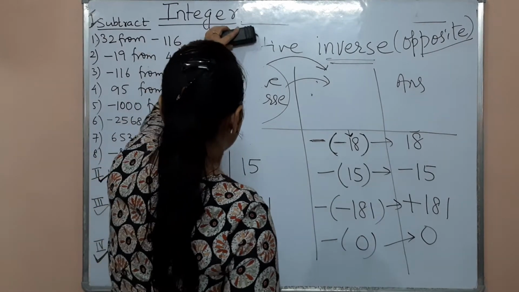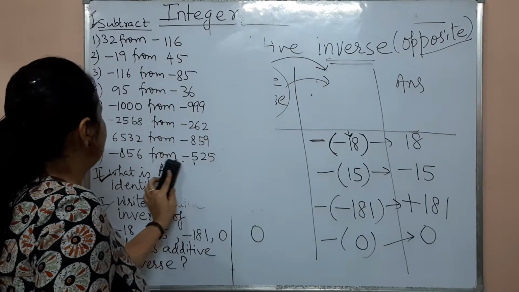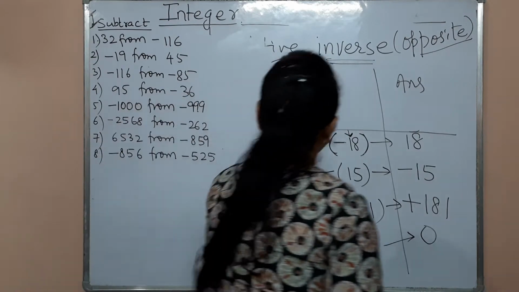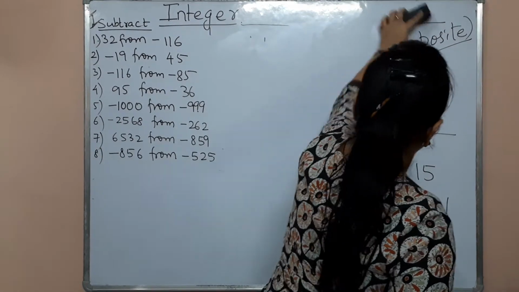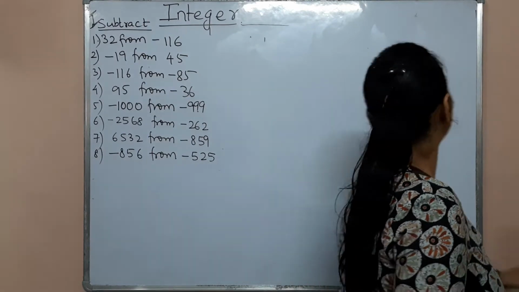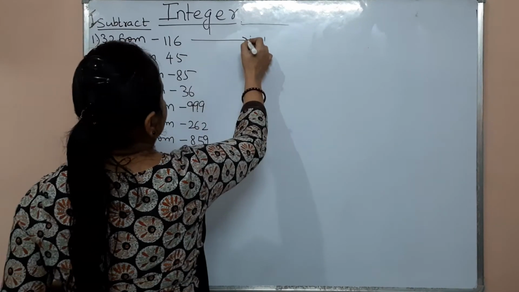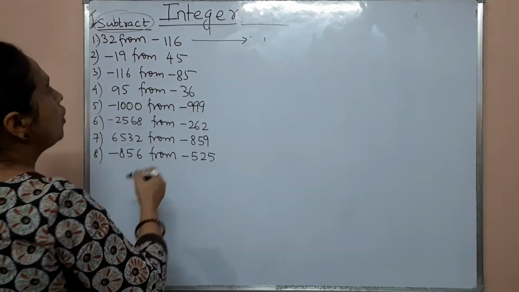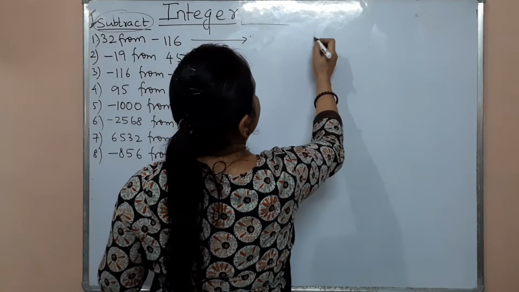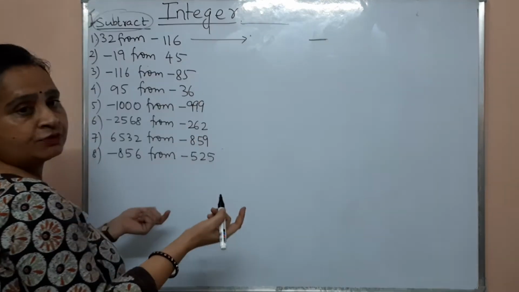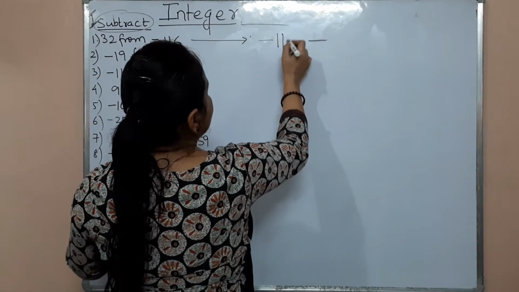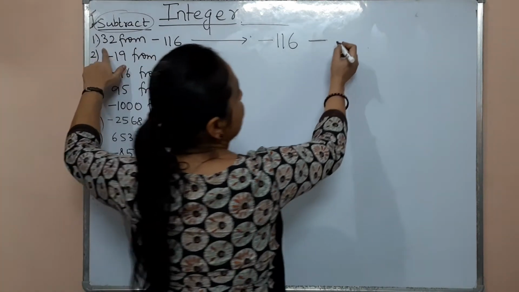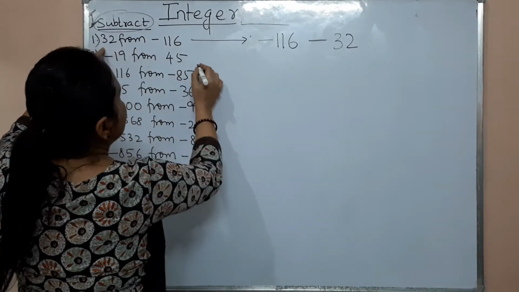Only one question is left, and the rest of the questions we have done. Now, the first question. What you have to do? You have to subtract, right? किसको किससे subtract करना है? -116 से, from this. किसको subtract करना है? 32 को subtract करना है, right? Come to the next question.